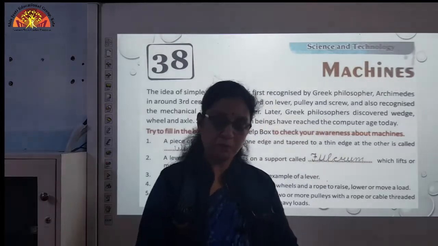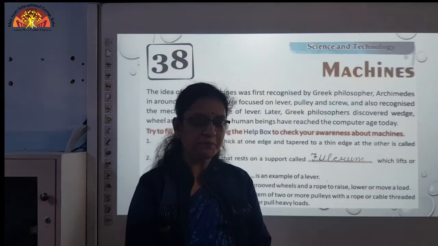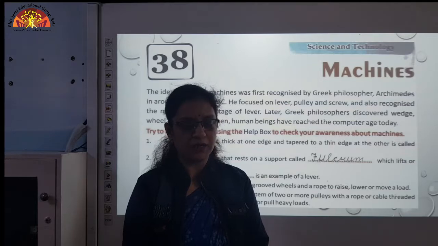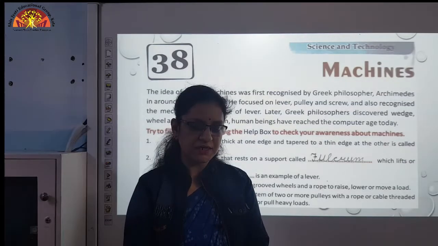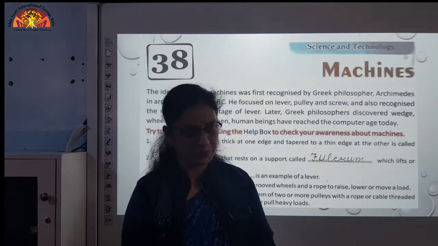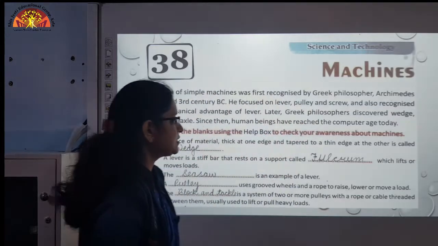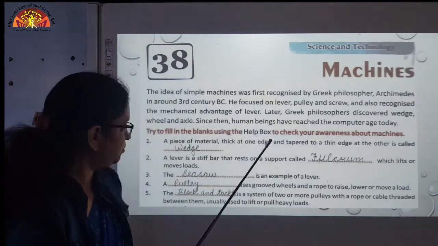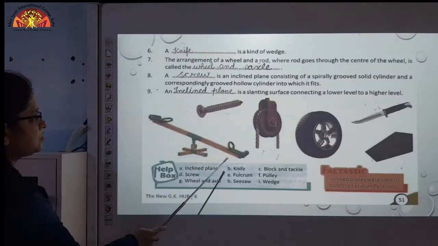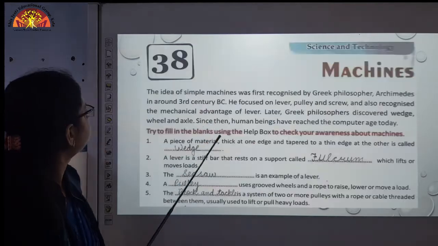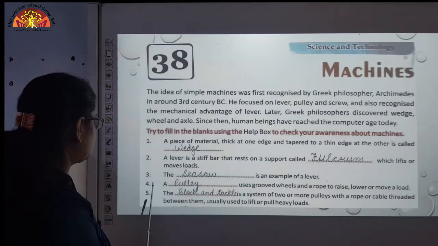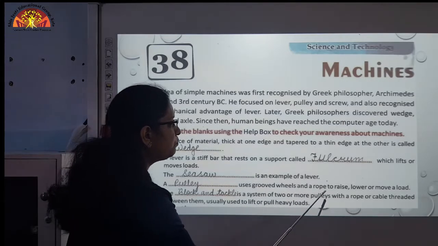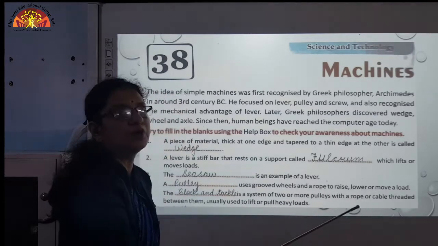A fulcrum is the point on which the beam pivots when an effort is applied to one end of the lever or load is applied at the other end of the lever. Okay. So, you note down F-U-L-C-R-U-M. Now, question 3, the seesaw I have just shown you. The seesaw is also an example of lever. Now, number 4, a pulley uses grooved wheels and a rope to raise, lower or move a load.